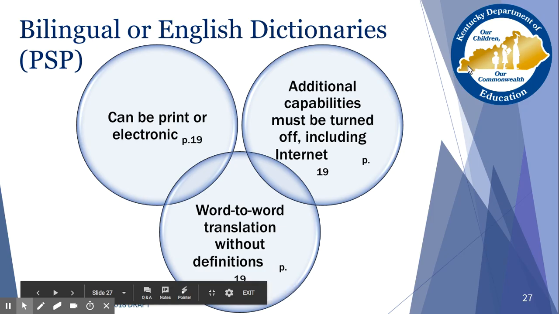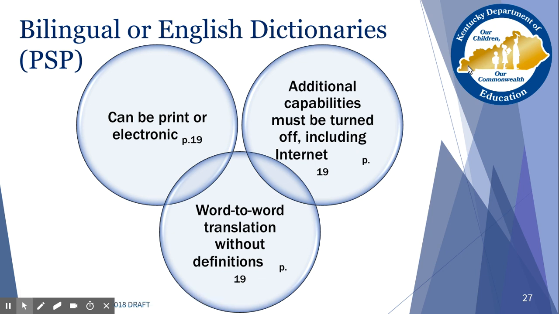The next accommodation is for students who have a PSP. Those are bilingual and English dictionaries, and they can be print or electronic, and they can be used throughout the year during regular instruction and on state assessment. However, during state assessment, we do not use the electronic ones because we have to have the internet capabilities turned off, and that's very difficult to manage, and so we typically use just the paper versions during K-Prep.